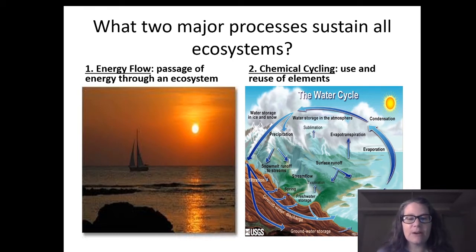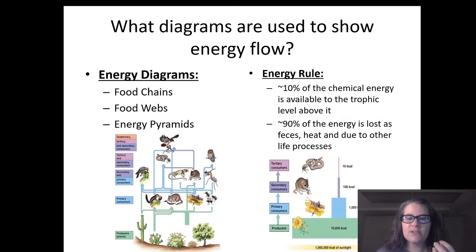I want to talk about how scientists visualize both energy and chemicals and the way they move within our ecosystems. So first off, energy. Energy is visualized through a series of diagrams that show energy flow. And we use arrows to show energy flowing, like from this cacti to this bird. And so the arrow direction is meaningful.